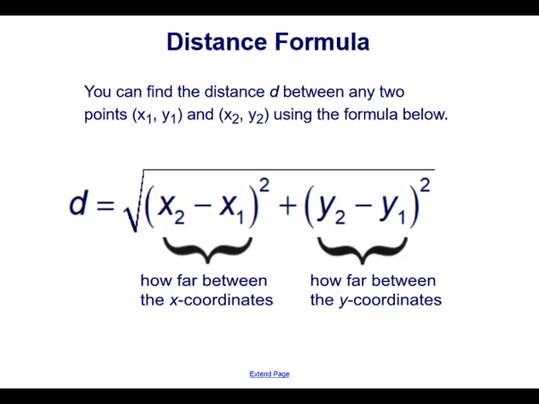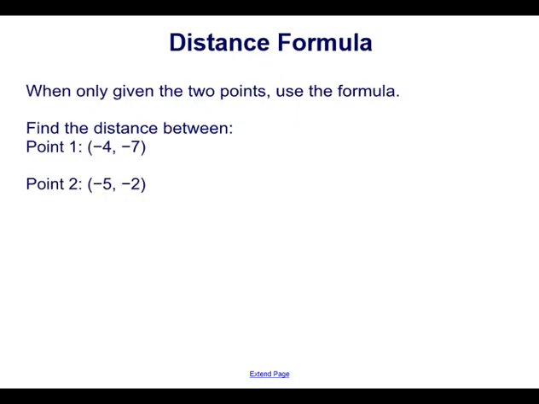Let's see another example where we're not using the Pythagorean theorem anymore. In fact, we don't even have the graph. We just have that the 2 ordered pairs we're trying to find the distance between are (-4, -7) and (-5, -2). Now, you could plot these on a coordinate plane. You could use the Pythagorean theorem. You wouldn't be wrong, but it's not necessary anymore now that we have the distance formula.